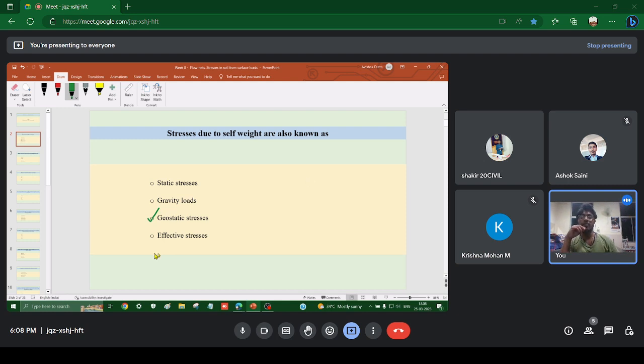I believe you know what effective stress is, Shakir. Yes, total stress and pore water stress. If we find out the difference, that will give us the effective stress, right? Yes.